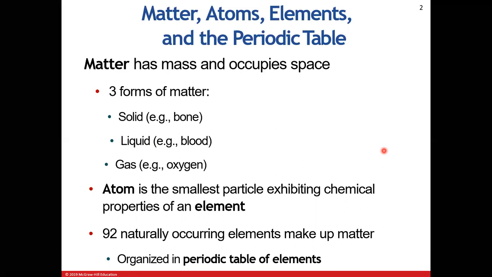Now, as far as the body goes, you can look at these examples. A solid would be something like a bone. Liquid is blood. And gas is going to be things like oxygen and carbon dioxide. Now, when we look at matter, we have to look at what an atom is. An atom is the smallest particle that exhibits the chemical properties of an element. When we look at the periodic table, we are looking at the elements that make up matter. We have 92 naturally occurring elements, and those make up the majority of matter, and they're organized into the periodic table.